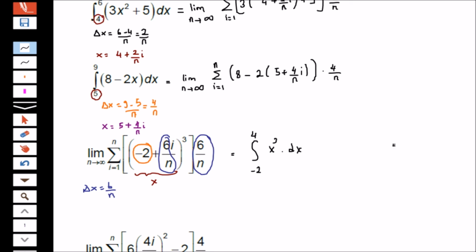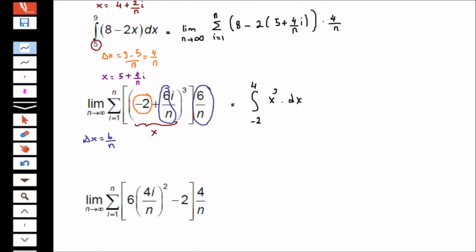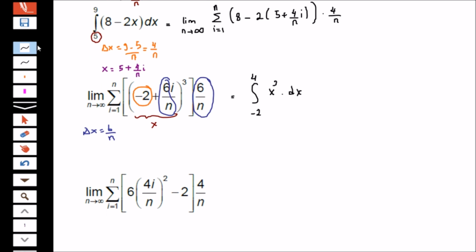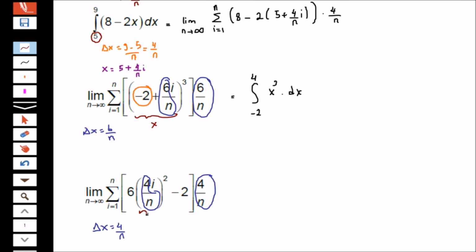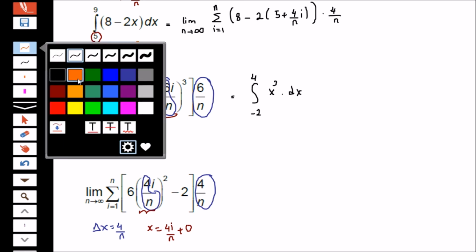That's it. And the last example, again start with delta x. Delta x is 4 over n. We have the delta x value again. We should understand the x part. X is 4i over n. And we don't have any constant value. Constant value is 0. It means lower bound is 0.